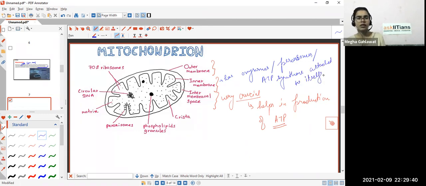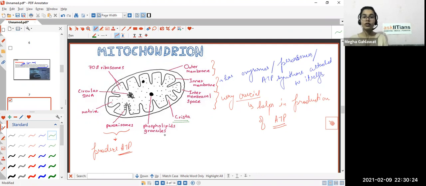Now, what are these different names that I've just taken? These are the actual names of the parts of this organelle which help in the production of ATP, or they produce ATP. Okay, so these are really, really important. And then we have the crista. Now, crista is nothing but the folding of the inner membrane in order to accommodate it inside the outer membrane. And why is the folding of the inner membrane important? First, to increase the surface area in order to have multiple peroxisomes attached to it. Secondly, to accommodate itself inside the outer membrane, right?